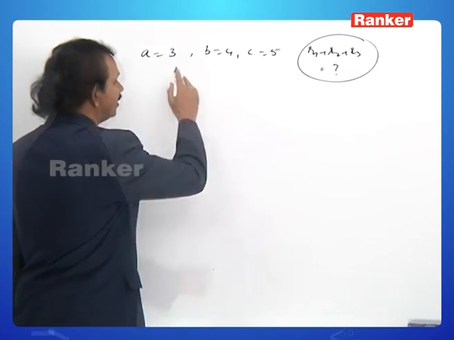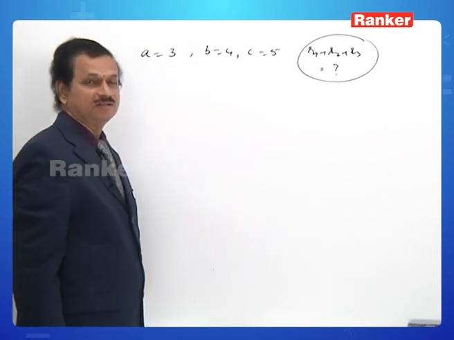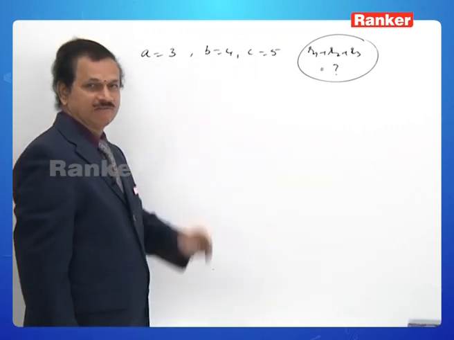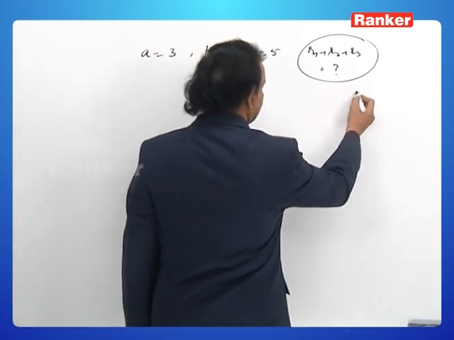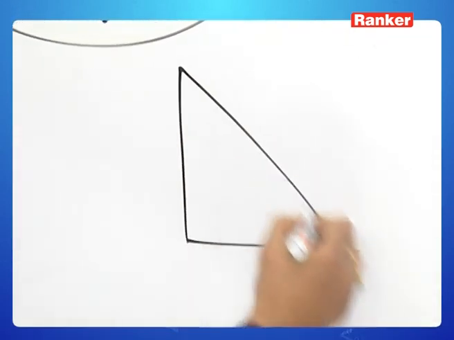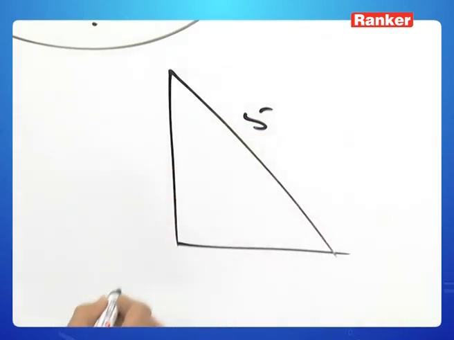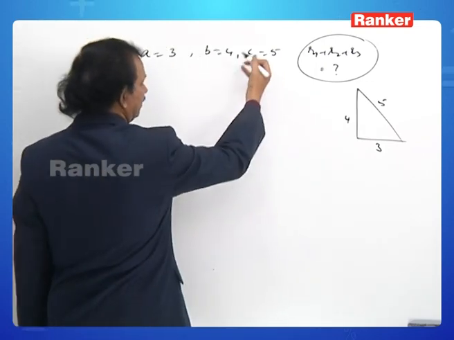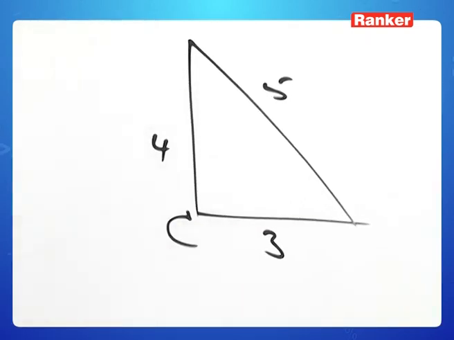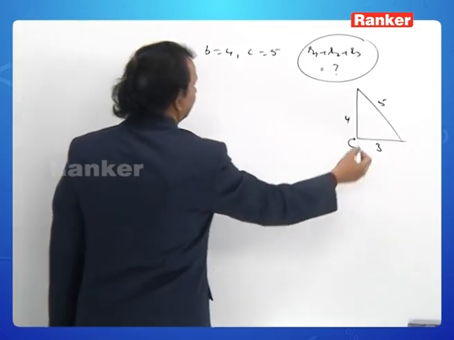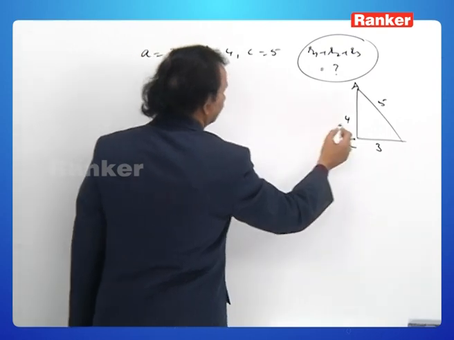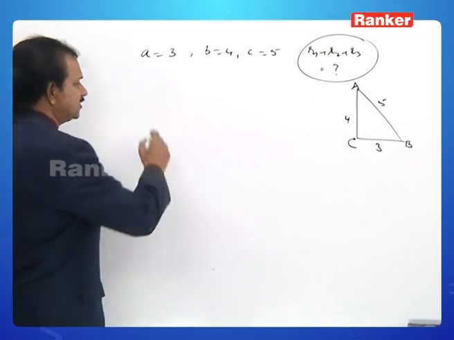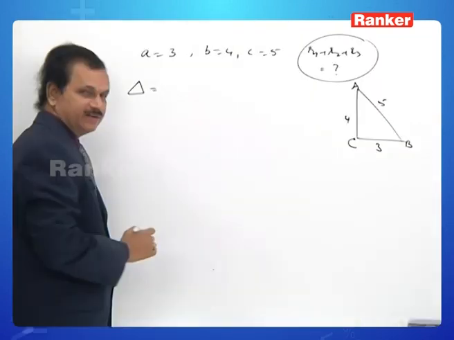One more thing, my dear. 3, 4, 5. Observe the numbers. They form a right angled triangle, isn't it? Because 3 square plus 4 square is equal to 5 square. Therefore, you trace the diagram. This is 5. This is 3. This is 4. What is the largest side? c. Therefore, this angle is C. This is a, therefore this is A. This is b, so this is B. That is the triangle.